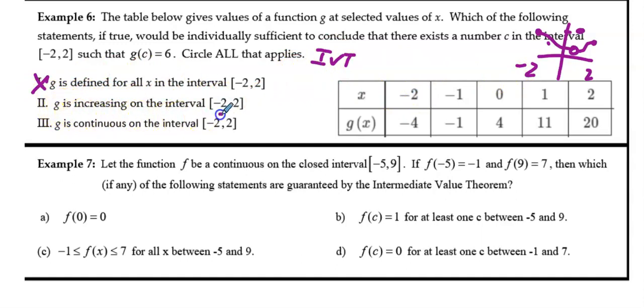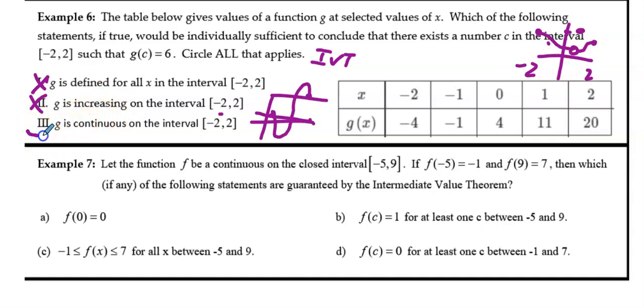Statement 2: g is increasing on the interval from negative 2 to 2. Well, again, this is not enough, because in order for IVT to apply, you don't need something that's strictly increasing or strictly decreasing. I've shown you in examples before, where we've got a point here and a point here, and I can go and do this, and IVT is still going to apply to the values right here. So it doesn't have to always be increasing or decreasing for IVT to work. So this doesn't guarantee that IVT works.